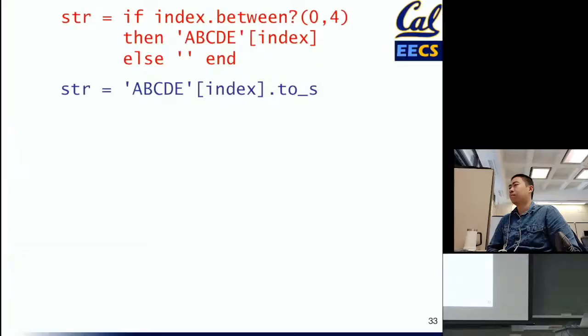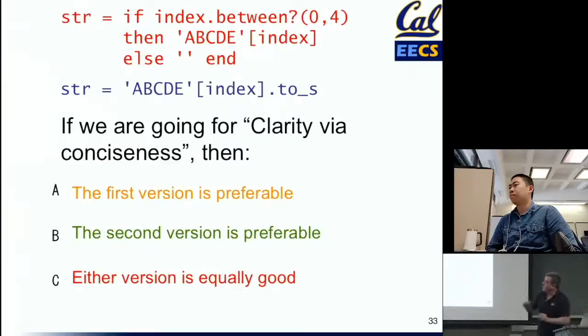Here's my question. But did people understand that before I ask the question? Are we clear on what the stakes are? Great. That was the setup. That was the exposition. Now we go to the conflict. If we're going for clarity via conciseness, which version, if you're writing this code, which version would you use? Or, is either version sort of equally good and it's more of a matter of taste?